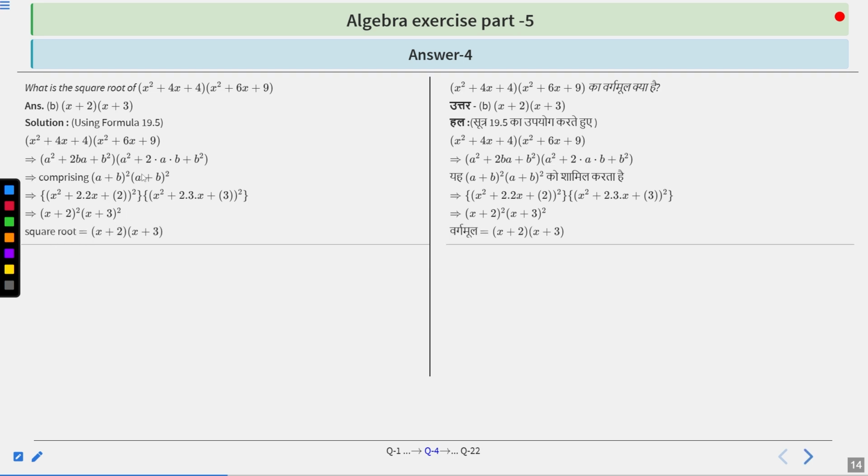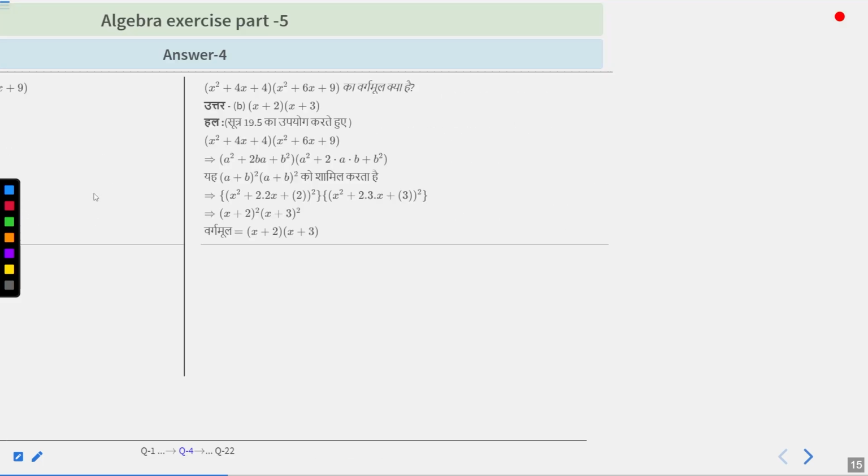Therefore, we have to find the square root. So on doing the square root, the power 2 will cancel out and we will get only x plus 2 into x plus 3. That means option number B, x plus 2 into x plus 3, is the correct answer.